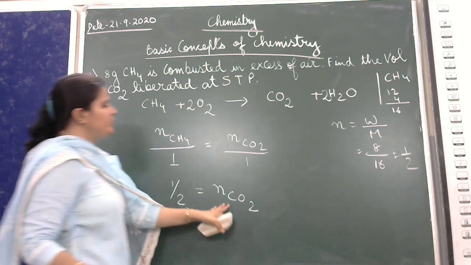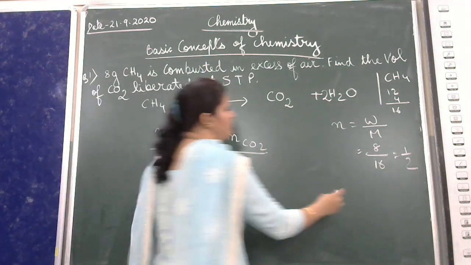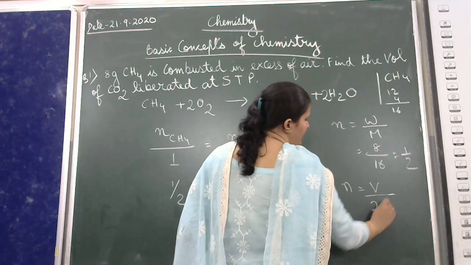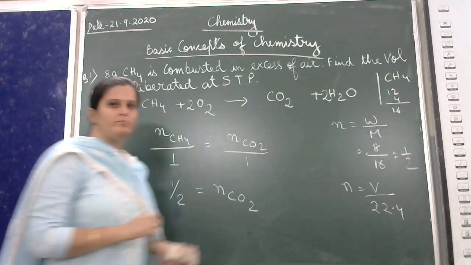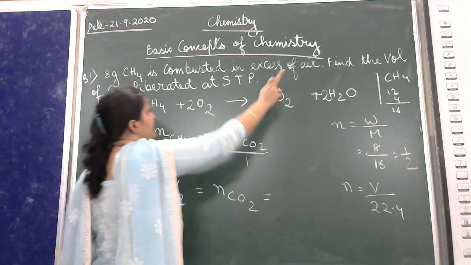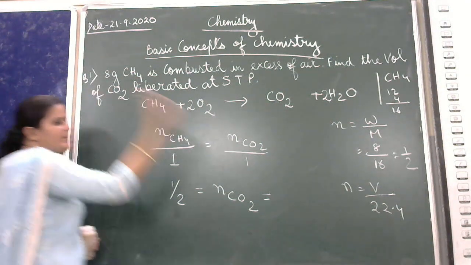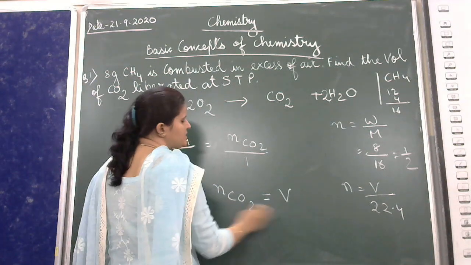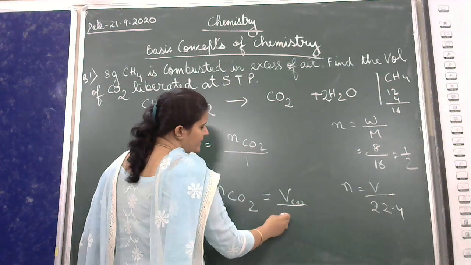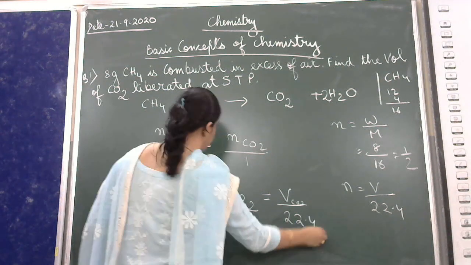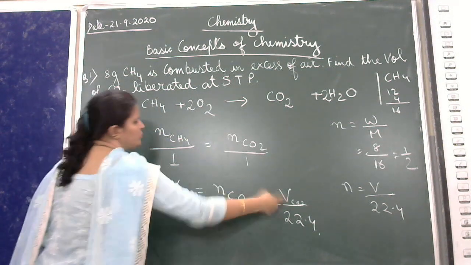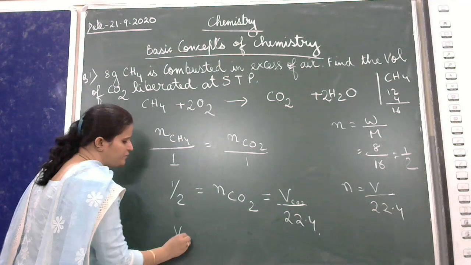Now, if you remember, I have taught you one more formula to calculate moles: whatever volume is given divided by 22.4 liter, you can calculate moles. So here I got the moles as half. Still, I need to calculate the volume of CO2 liberated. So what will I do? I can write moles of CO2 as volume of CO2 at NTP or STP divided by 22.4 liter. So using these two, I can equate them and I will get the volume of CO2.